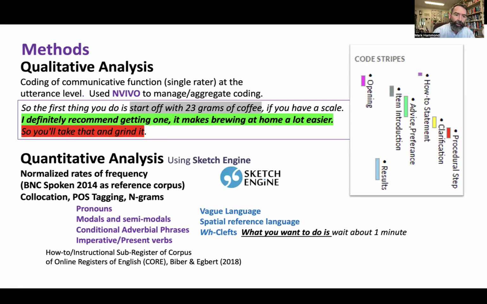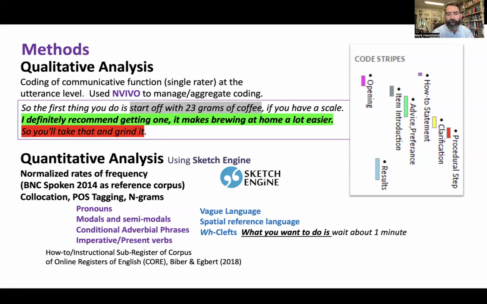I started with pronouns, modals, and semimodals, conditional adverbial phrases, and imperative and present verbs. This was from Biber and Egbert's study with the Online Registers of English project. They had a sub-register in their project that was the how-to instructional sub-register. So I kind of borrowed their findings to look for my features.